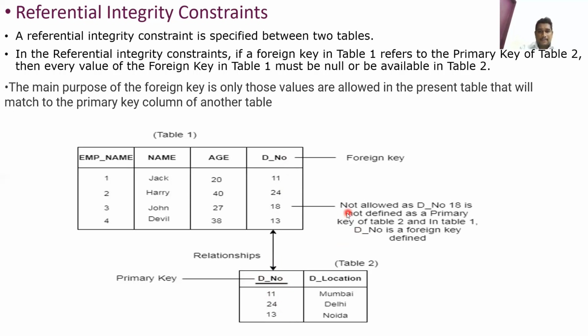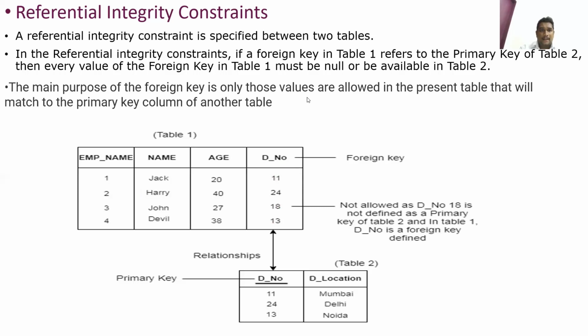Here 18 is not allowed, as department number 18 is not defined as a primary key of table 2, and in table 1 department number is defined as a foreign key. In this table, this is not a primary key. If this is a primary key attribute in this relation and not in the other relation, then there will be duplication of data.